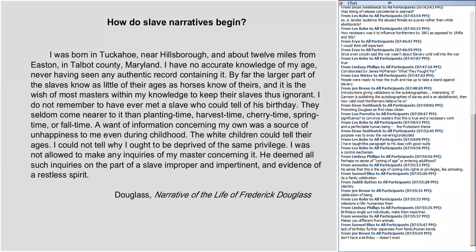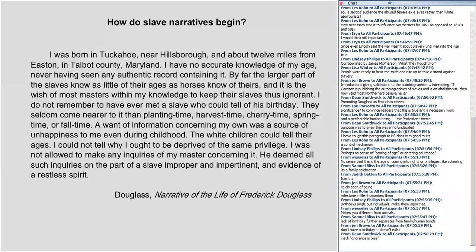"A want of information concerning my own, that is his birthday, was a source of unhappiness to me even during childhood." So this would seem to be exactly what slavery wants. Wants to make you unhappy, wants to make you unfulfilled. But then notice he says the white children could tell their ages. "I could not tell why I ought to be deprived of the same privilege."